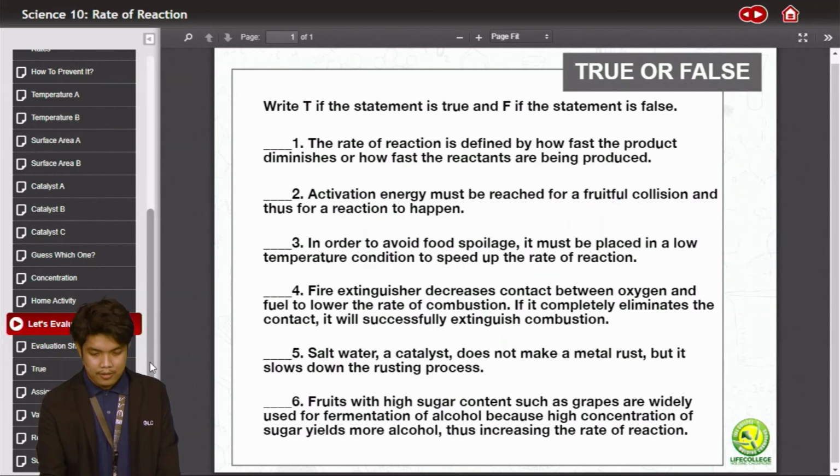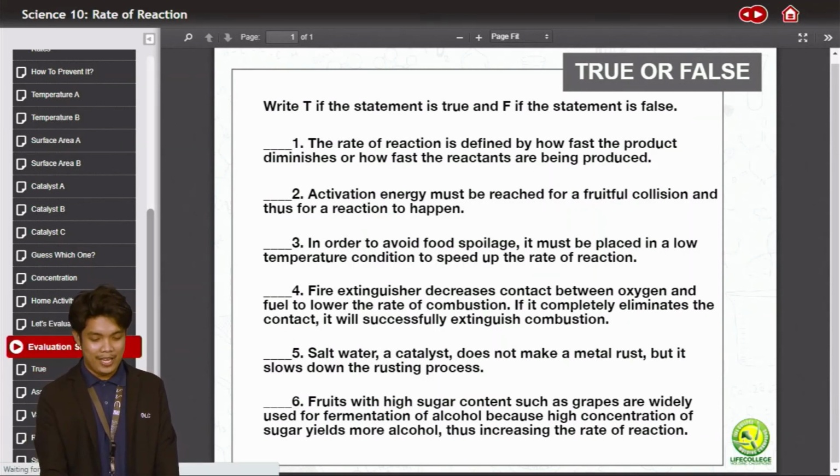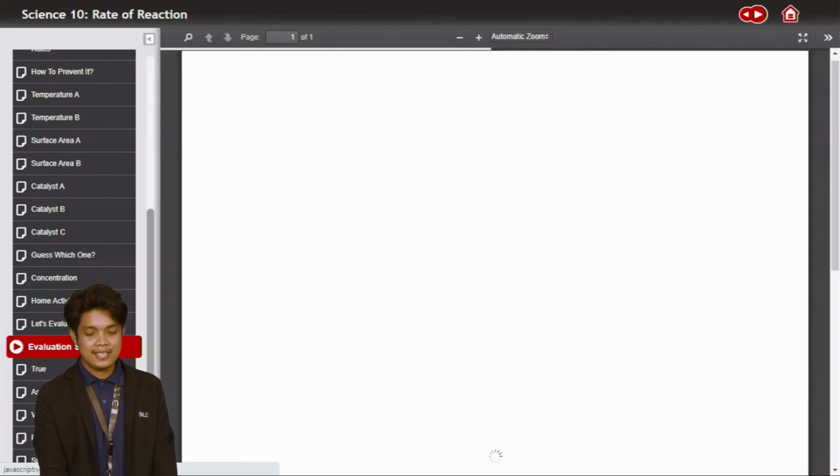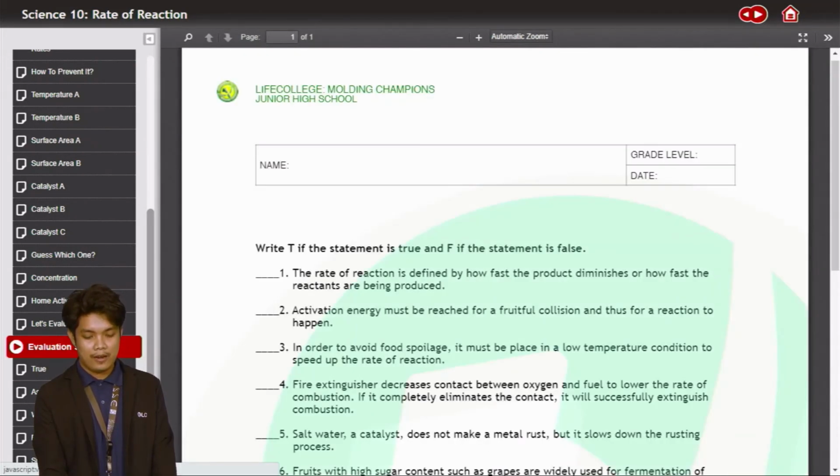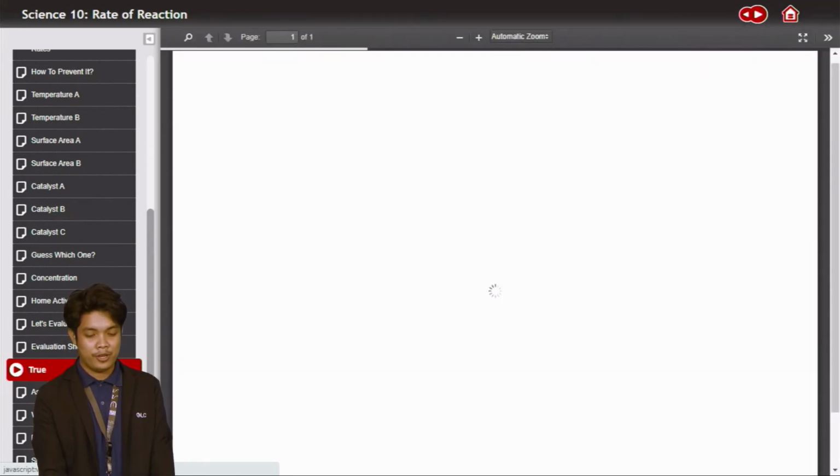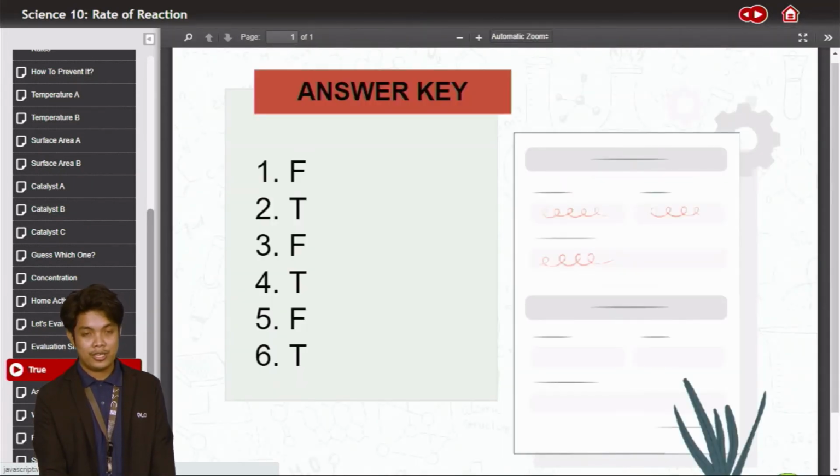Now that you've answered, let's check. The answer keys are... This is also the evaluation sheet. If you want the worksheet or you don't have an internet connection, you can answer that. So the answer keys are FT, FT, FT. So that's our answer.